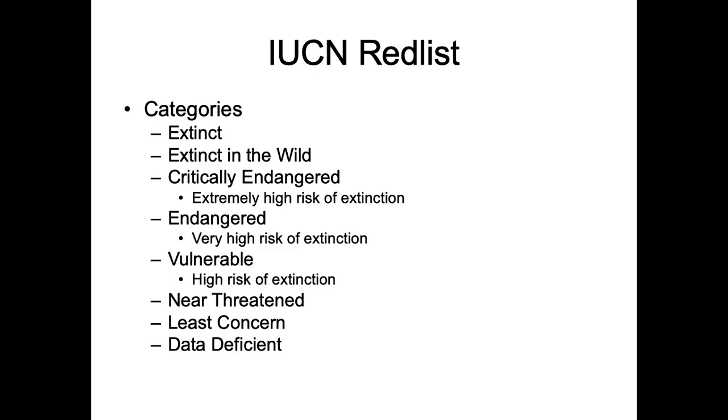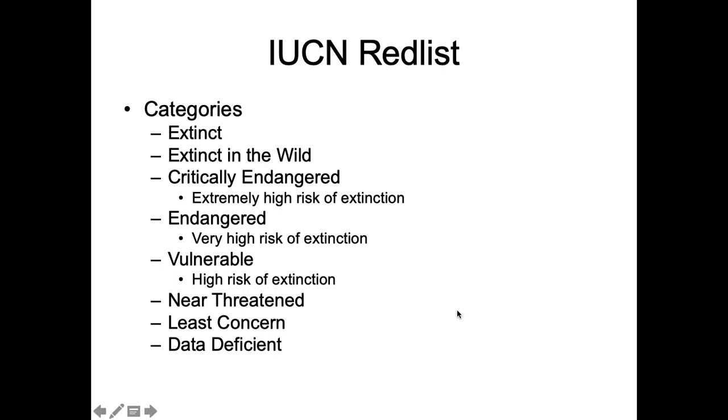Okay, so we've talked about a lot of different ways to understand populations and what they're doing, and some important parameters we need to make decisions about different species. An important thing is how we categorize different populations or different species. The IUCN, the International Union for the Conservation of Nature, has a red list. This is where they go through all different kinds of species and categorize them into these different categories.